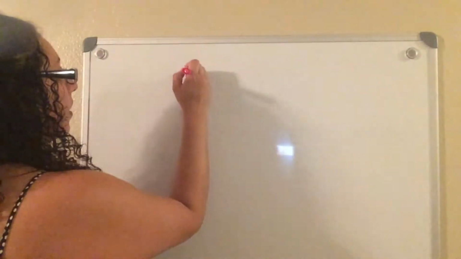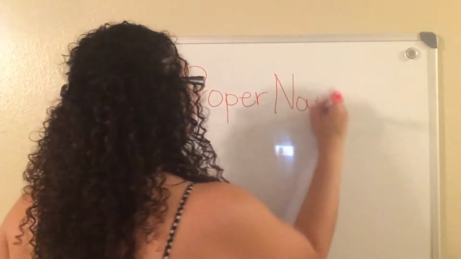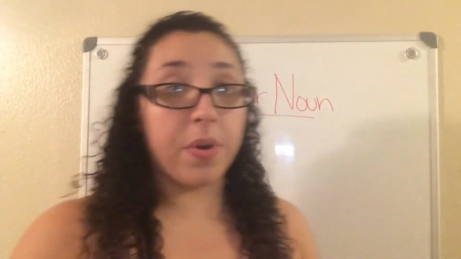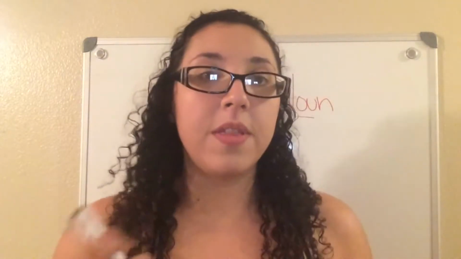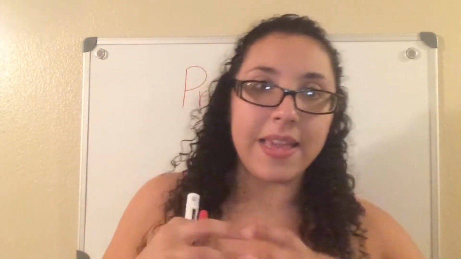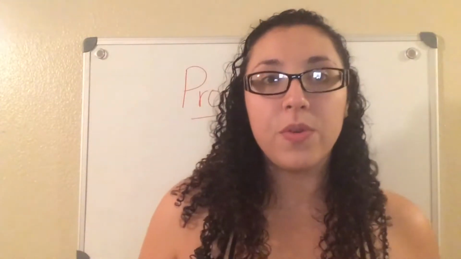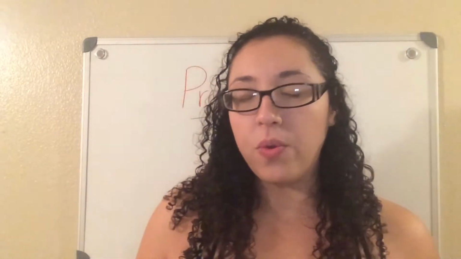Let's talk about proper nouns. What is a proper noun? A proper noun is a word that names a specific place, a specific idea, a specific person, a specific thing. It's a word that talks about specifics. So I will give you some examples of proper nouns so that you know how to write them. You always have to capitalize the first letter of them because you're talking about someone or something specifically.